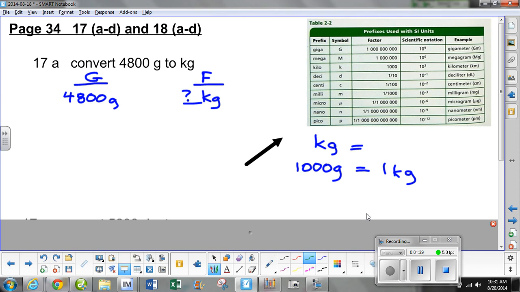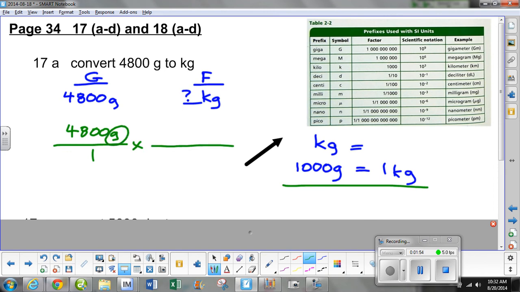First of all, you have your given over 1. So we have 4,800 grams over 1. And then we're going to use this equality to do the conversion. I look here at my grams, which should look somewhat familiar to you, and I see grams over here. So I'm going to use this left side of the equality for the bottom of my fraction. I have to take the number and the unit of measure. Then I go to the other side and I know that that's 1 kilogram.